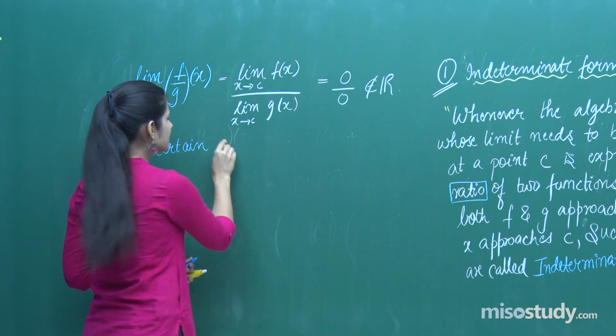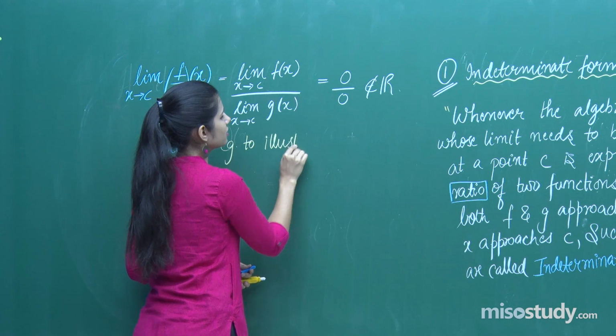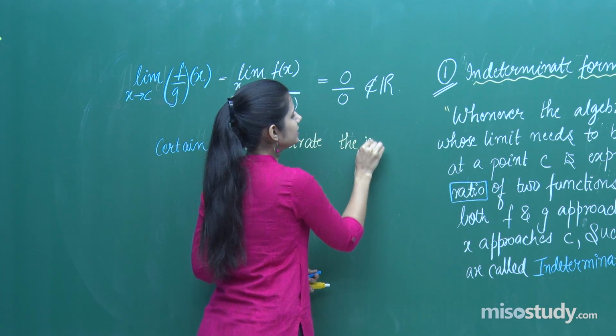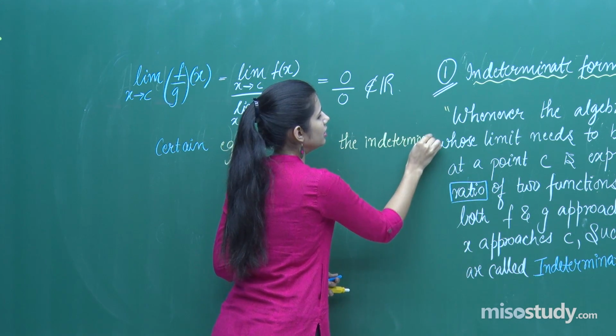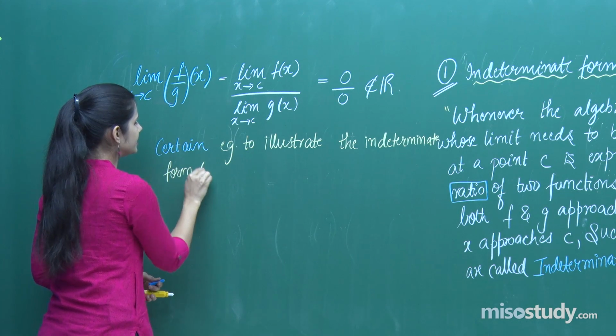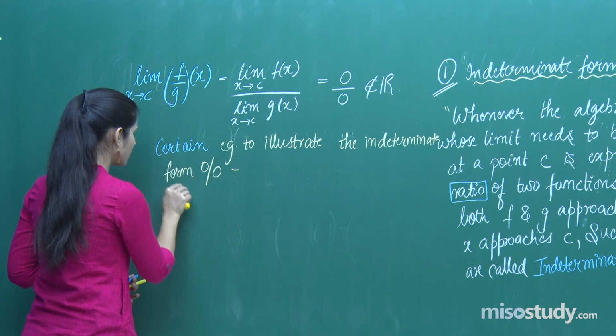Certain examples to illustrate the indeterminate form 0 by 0. Let's do that. The first example says what?